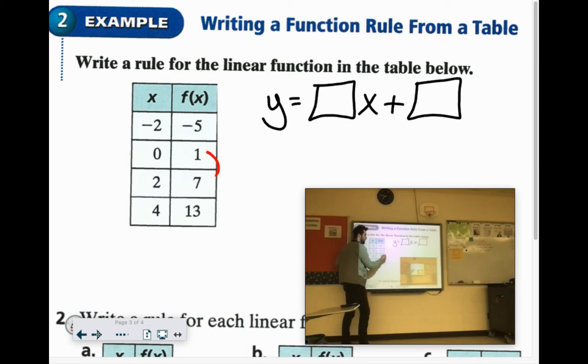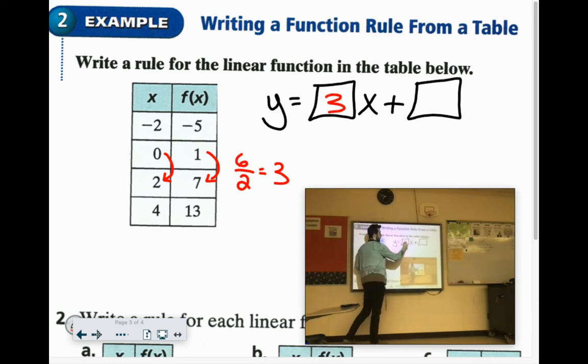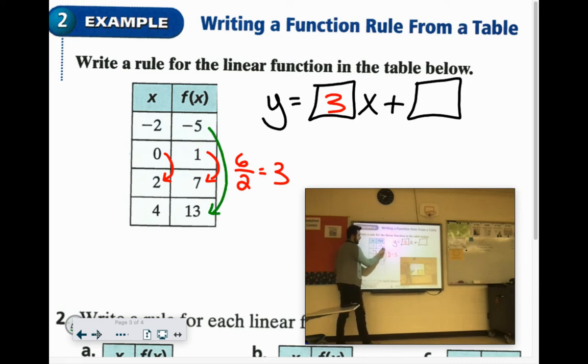So if we went from 1 to 7, that increased 6. But we do that over how much the x's changed. They went from 0 to 2, which is up 2. So 6 divided by 2 is 3. That's the slope. And it would work with any set of these coordinates. If you did -5 to positive 13, that's up 18, as this went from -2 to positive 4, which is up 6. 18 divided by 6 still gives you 3.